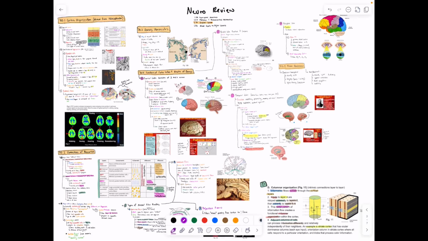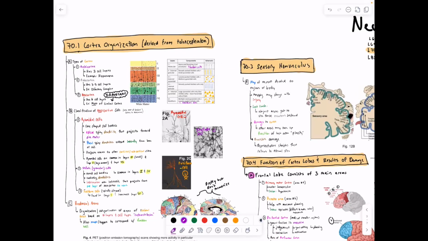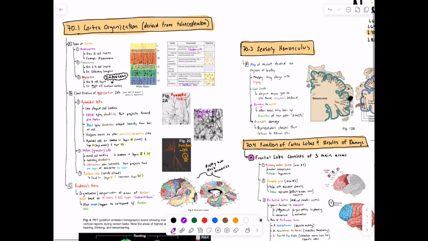Alright, I guess this is lecture 3 or 4 for this lab review, and we have the cerebral cortex and organization. I found this lecture to not be super well organized, same with lecture 82, unfortunately. We're going to do our best. I feel like I had to supplement it quite a bit.